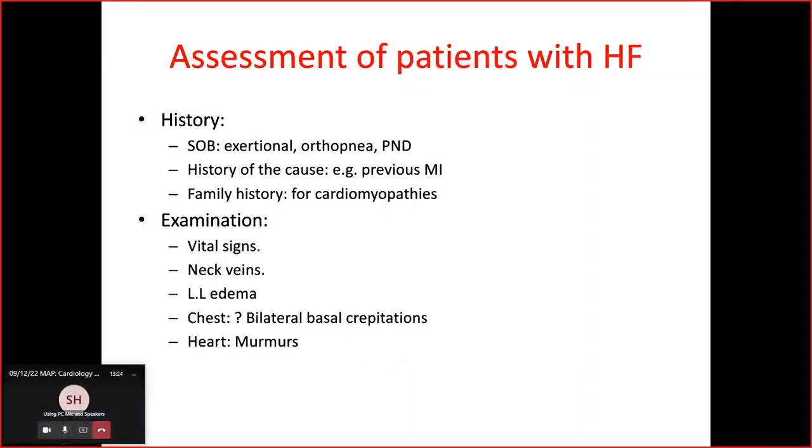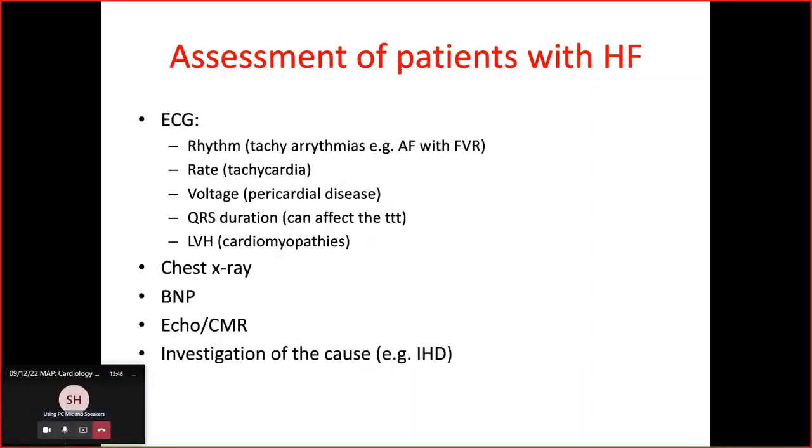We are looking at the neck veins as a sign of heart failure, and lower limb edema. In the chest, we are looking particularly for bibasal crepitations, which are one of the signs of heart failure. And on heart examination, we are looking for murmurs. As we mentioned, aortic valve stenosis or mitral stenosis can cause heart failure, or even long-standing regurgitant lesions.